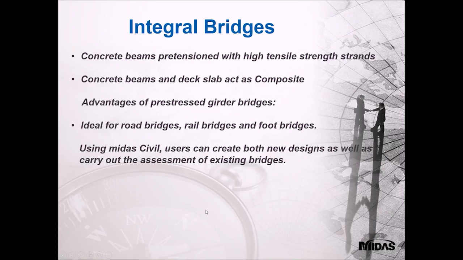So about integral bridges, these are using concrete beams which are pre-tensioned with high tensile strength strands, and the concrete beams and the deck slab act as a composite. The advantages of these kind of bridges are that these are ideal for road, rail and footbridges. Using MIDAS Civil, users can create both new designs as well as carry out the assessment of already existing ones.